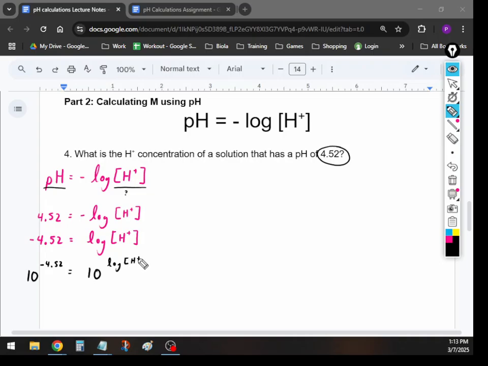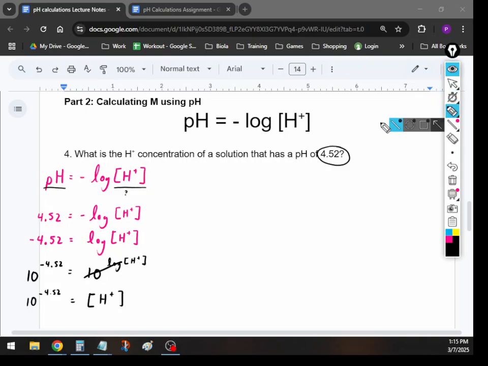Since it's log base 10, it gets canceled. So since it's log 10, this cancels out, and the right side becomes H+. And the left side, you just need to plug in 10 to the power of negative 4.52. It's just math. Just know that if you have 10 to the power of log, it cancels out and the H+ comes down.